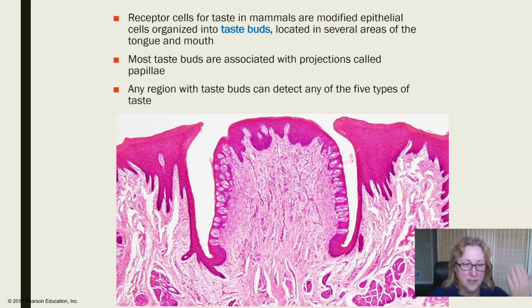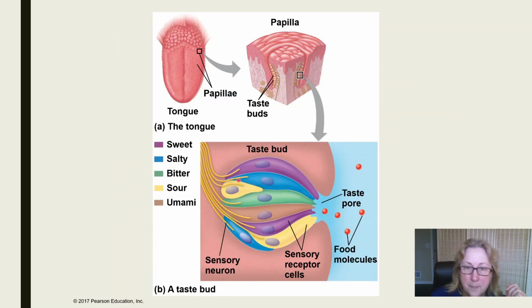So this is a slice through one of those taste buds, and you can see the little cells here along the side that are going to actually detect the different molecules. So the taste bud is that little pocket. So here's the papillae. You can see these on your tongue. If you stick your tongue out, they're not microscopic.